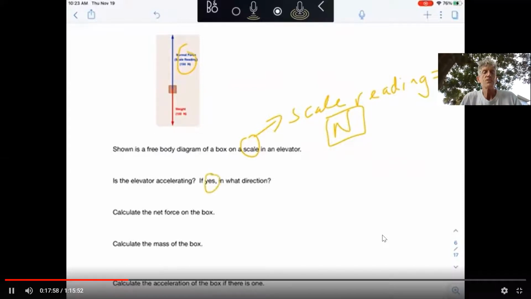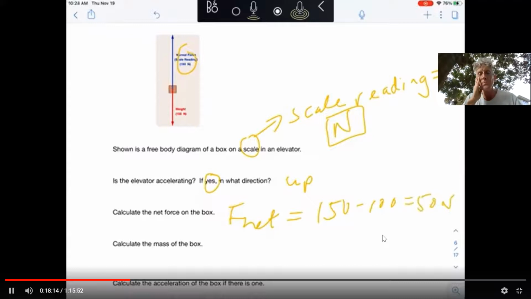Is the elevator accelerating? Yeah, it's unbalanced forces. In what direction? In the direction of the bigger force. Calculating net force. F net equals MA. Well, that's not going to cut it. I don't have A, so I use my free body diagram. So the bigger one says 150 newtons minus the smaller one. It says 100. I can barely read it. Equals 50 newtons.